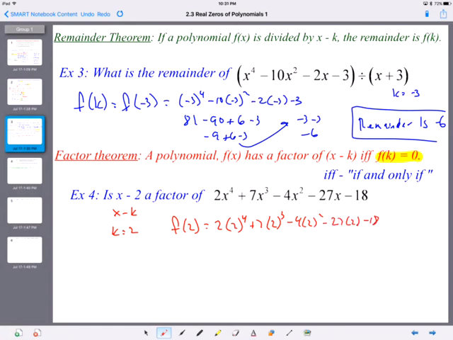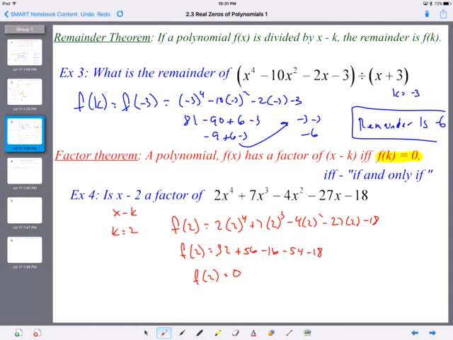And with something this long, it's completely up to you, but you could easily just plug this into your calculator and have it do all the math for you. I'll go ahead and write it out as we go along here. So we got 2 to the 4th times 2, that's 2 to the 5th, so that's 32. 2 to the 3rd is 8. 8 times 7 is 56. 2 squared is 4. 4 times 4 is 16. And then we have 27 times 2 is 54 minus 18. And so if you add all that up, you will get f of 2 is equal to 0.